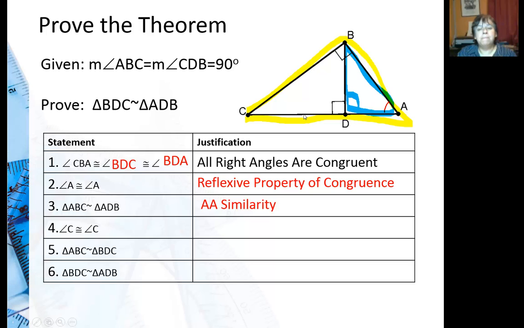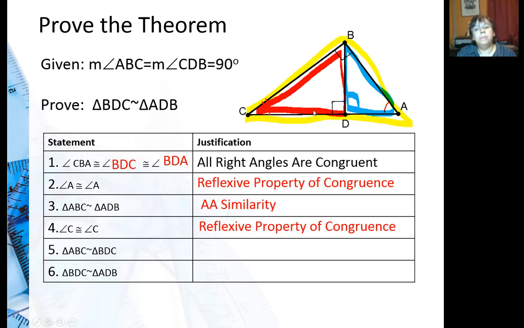I'm going to do the same thing on the other side. Angle C is congruent to itself by the reflexive property of congruence. And basically the same thing. Now I'm going to look at this inside triangle. They both have an angle C and they both have a right angle. So the large yellow triangle and the red triangle inside are both similar to each other by angle-angle similarity.